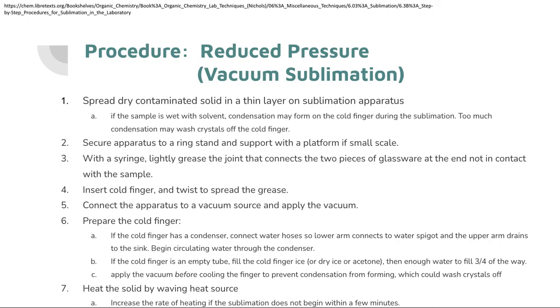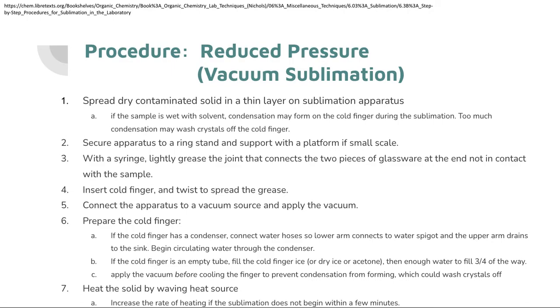Similarly, you would go and spread the dry contaminated solid on a thin layer of the sublimation apparatus, making sure that everything's still dry so that crystals don't wash off the cold finger, which is what the crystals will collect on instead of the top Petri dish plate. You should secure the apparatus to a ring stand to support, and then if it's smaller scale, you may need to support with a platform.